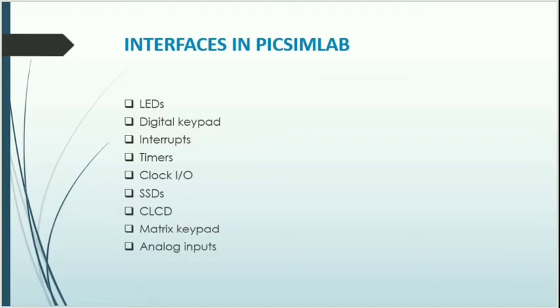Next, timers. Next, clock input output. Next, SSDs. Next, the most important is CLCD interfacing, through which we can display ASCII characters. And there are two communication modes in this. One is 8-bit mode and the other one is 4-bit mode. Next, matrix keypad, which is used when more user inputs are required.